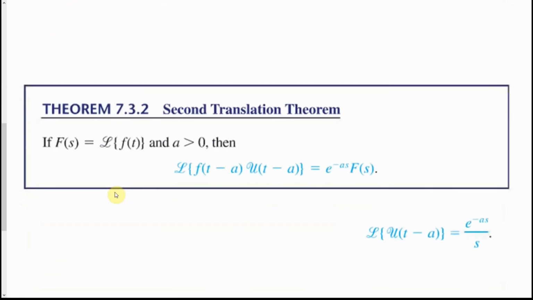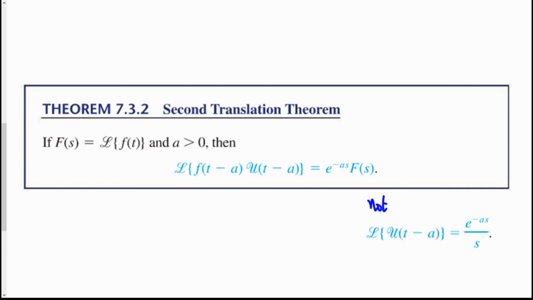Now, in terms of the Laplace transform, we call this the second translation theorem. It is based on the Laplace transform of a function that's being turned on and turned off by a unit step function, which is equal to e to the negative as times the Laplace transform. And if the function is just 1, then the Laplace transform of that unit step comes out to be this right here.